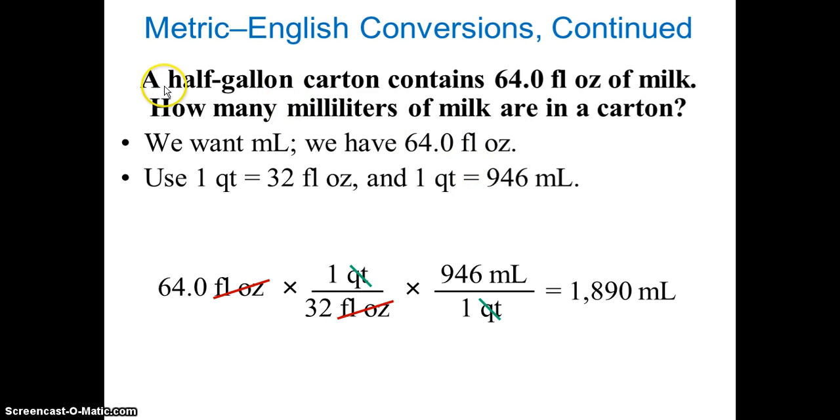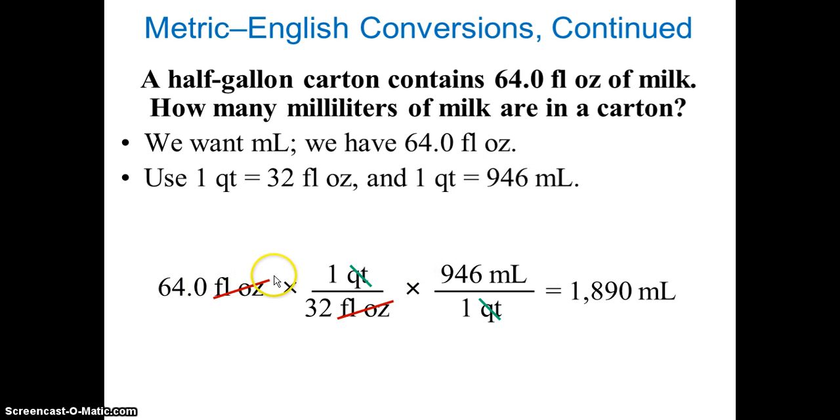Another example: a half-gallon carton contains 64 fluid ounces of milk. How many milliliters of milk are in a carton? So we want milliliters and we have 64 fluid ounces. So there is a two-step conversion. We need to use 1 quart equals 32 fluid ounces and 1 quart equals 946 milliliters. Using these equations, we can find the conversion factors.